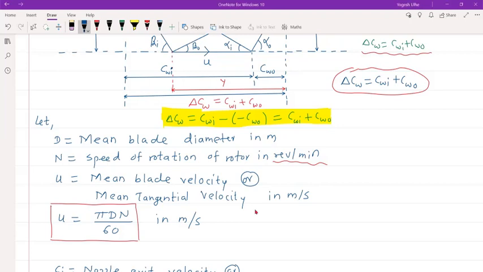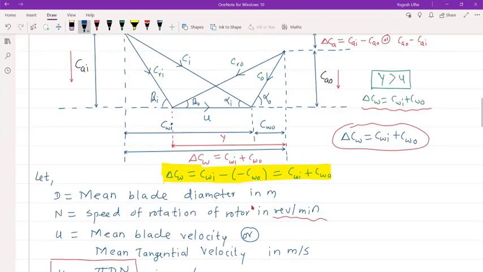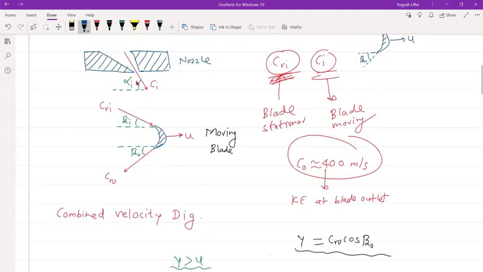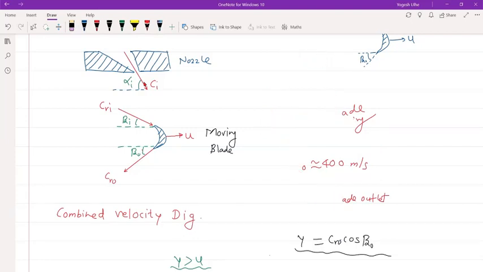Okay, good. Now guys, after that we have seen CI. CI means what, guys? See this drawing, at the inlet. CI means nozzle exit velocity.